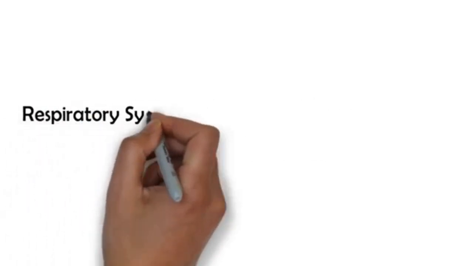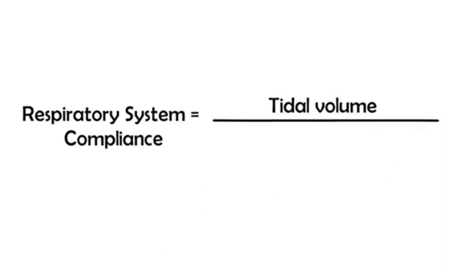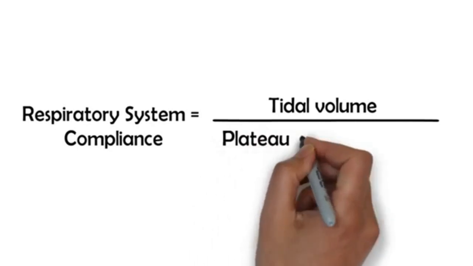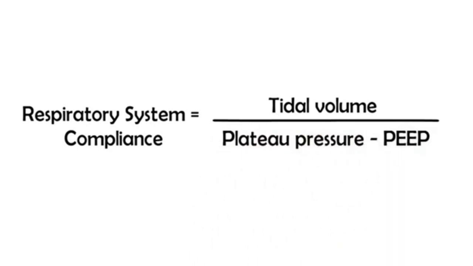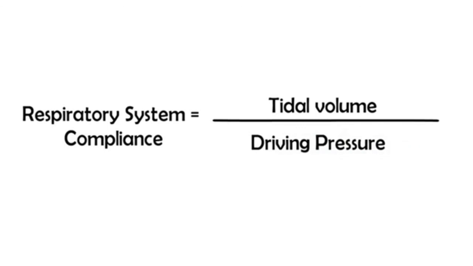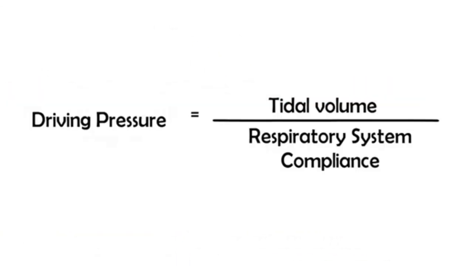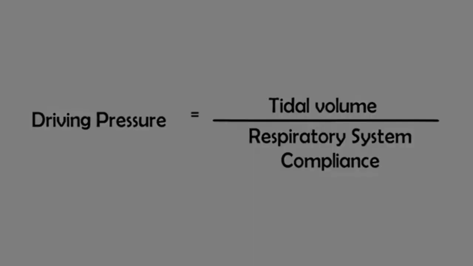Compliance of the respiratory system is the quotient of the tidal volume divided by the change in pressure within the respiratory system, that is the plateau pressure minus the PEEP. We know that plateau pressure minus PEEP is nothing but the driving pressure. Hence compliance is tidal volume divided by driving pressure. Moving things around, there you have it. Driving pressure equals tidal volume divided by the respiratory system compliance.